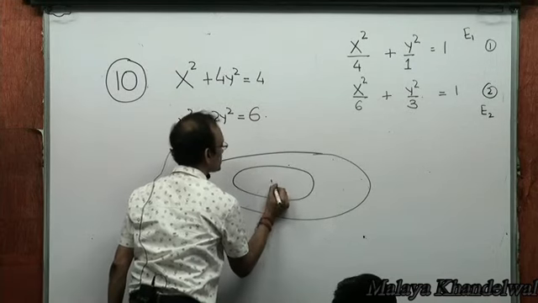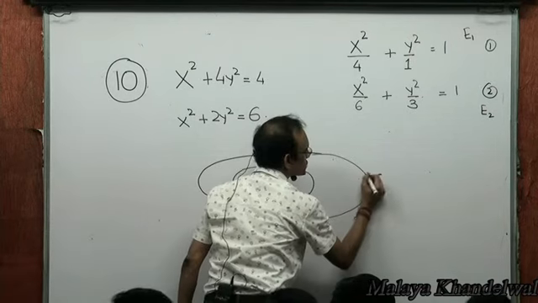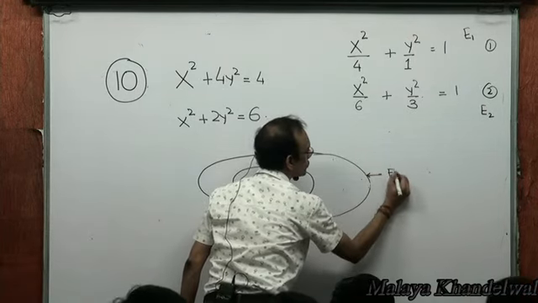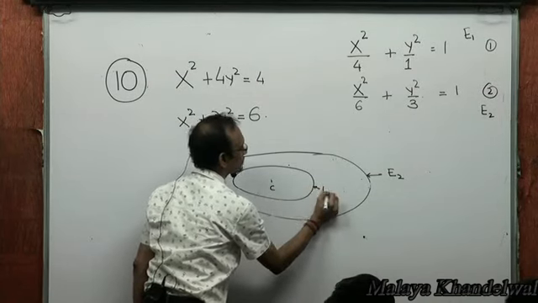They have a common center C. This would be outside E2. This would be inside E1, which is this ellipse.